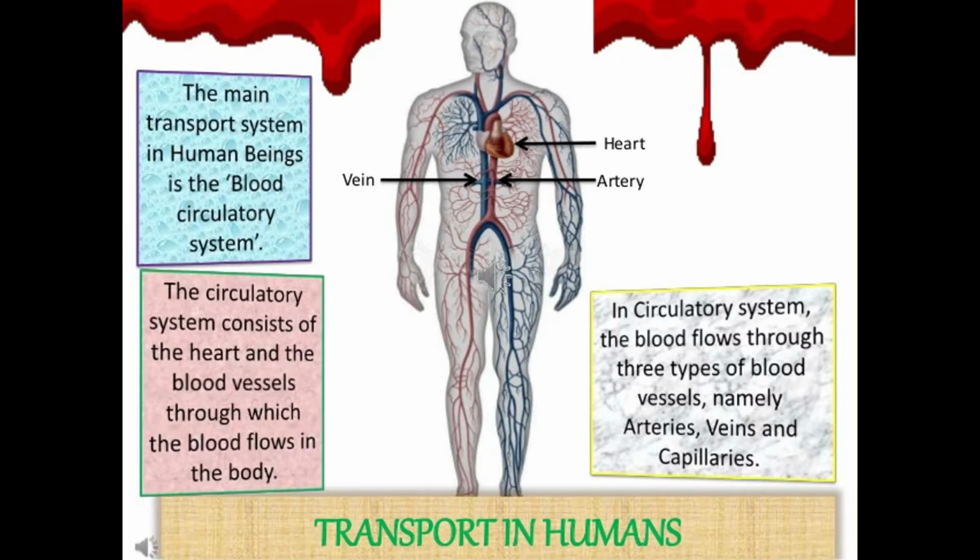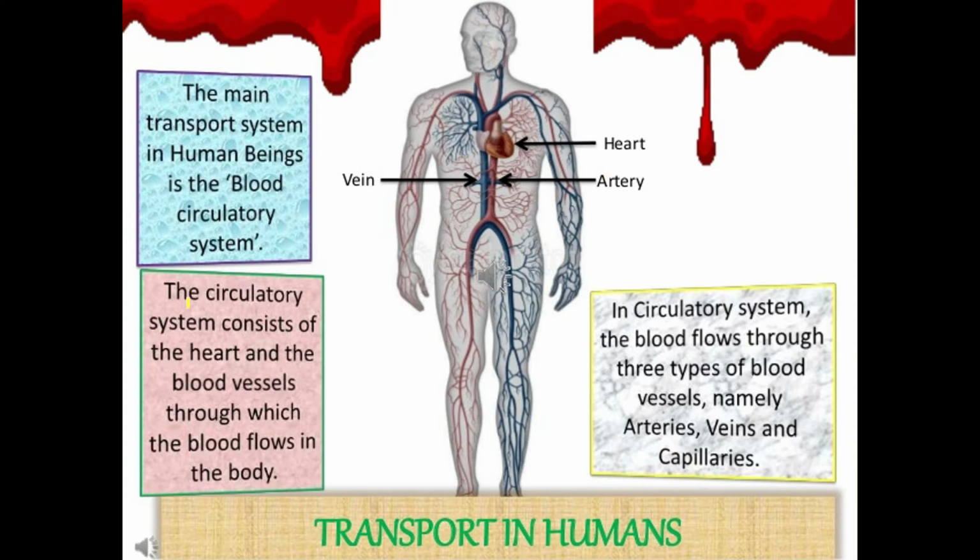Okay, so this is the main transport system in human beings. This is called the blood circulatory system. It consists of the heart, which is to pump the blood. And also this is a vein, and this is the artery.